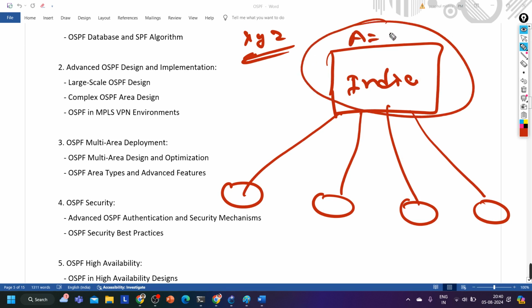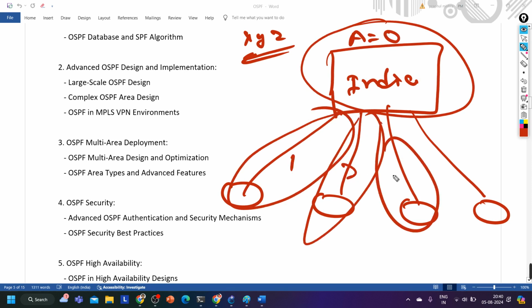Here I will configure OSPF area 0. Here I will configure OSPF area 1. Here 2. Here 3. Here 4. This is a real-time use case, right? I'm telling you guys, this is how we are configuring OSPF in real time in the XYZ company.